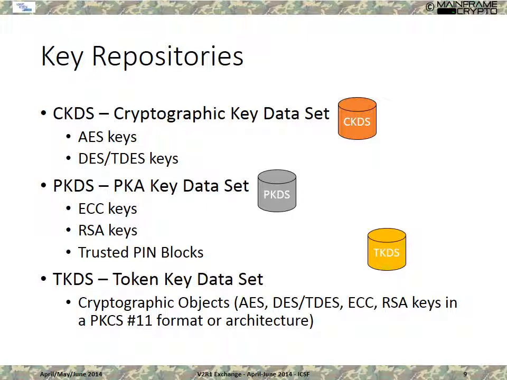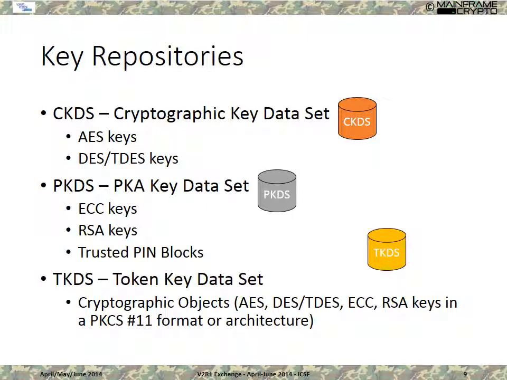And then finally, the token key data set is where we store cryptographic objects. So this might be key material, and it might be in a number of different formats, whether it's a symmetric AES or triple DES key, or a public-private key. Those are all stored in the TKDS.